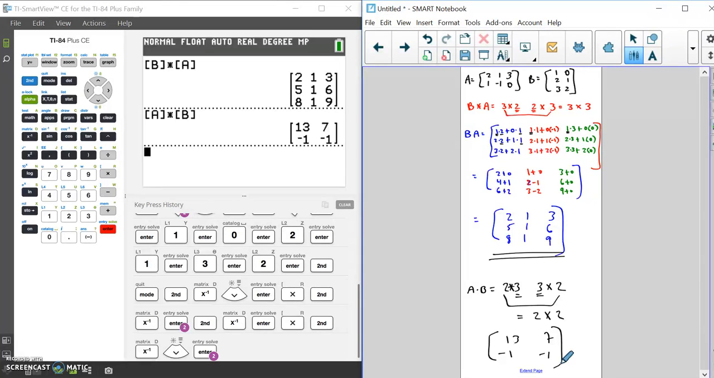Just want you guys to recognize that it does matter the order in which they are written down. So that's different than real numbers in which like 7 times 6 is the same thing as 6 times 7. It doesn't work that way with matrices.